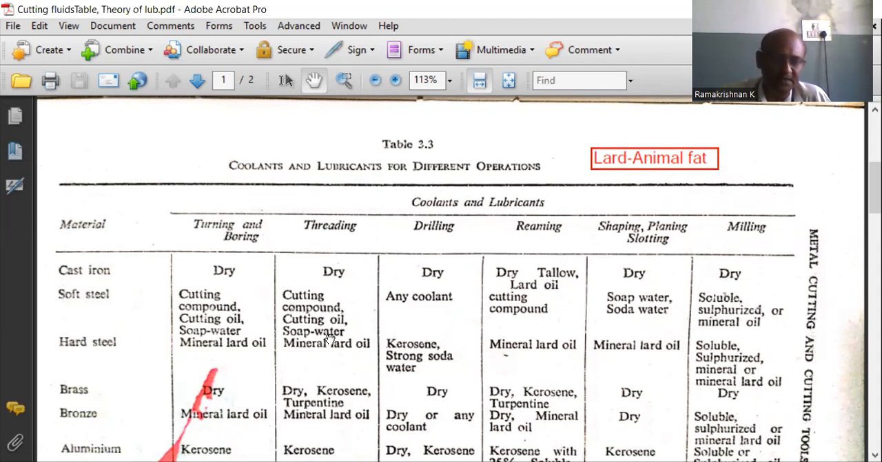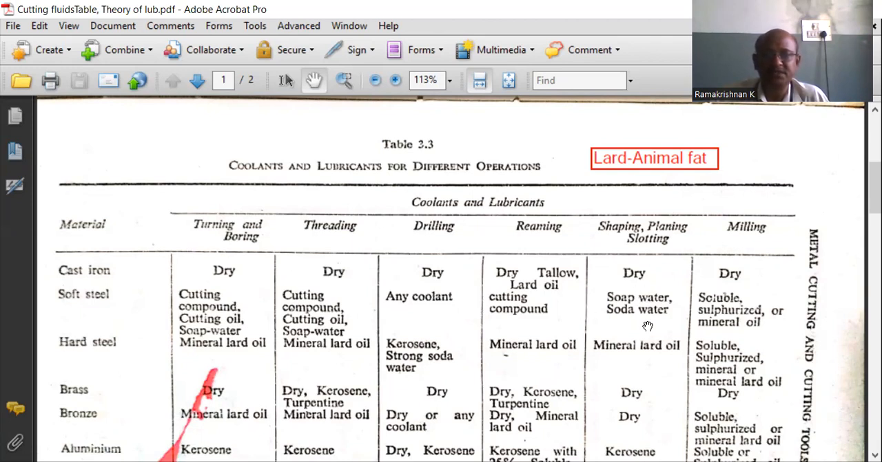For cast iron, normally cast iron requires no lubricants for machining. Normally it is machined in dry condition, but sometimes during the reaming operation, animal fat oil can be used. Next, soft steel. In the lathe operations, it requires cutting compound oil, or soap water may be used. It is often used for drilling, and for reaming, again the same can be used.